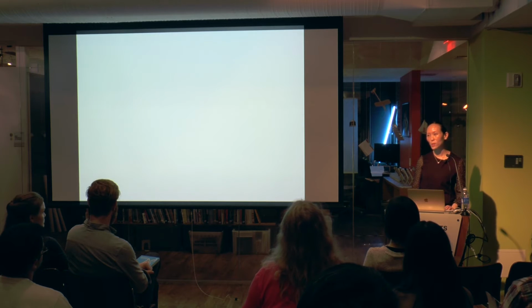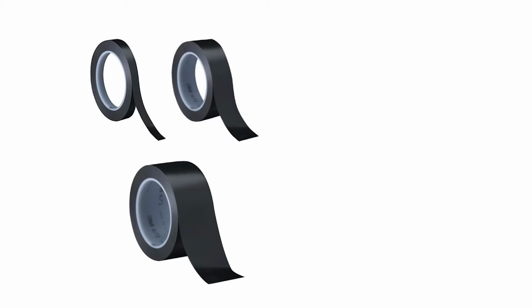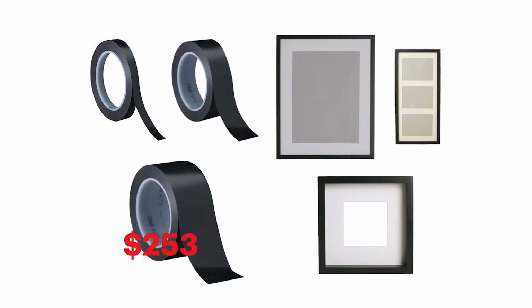And then we ran into a problem, which was that there was literally no budget to materialize the exhibition. Surprisingly. So we came up with a solution that basically used two essential materials. One is duct tape, and the total cost for the duct tape that we used for the exhibition was $253. And then IKEA frames. The total cost was $382. We pretty much did the entire exhibition with this amount of budget.